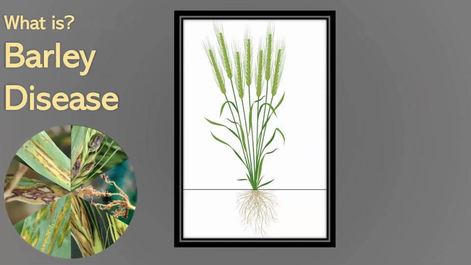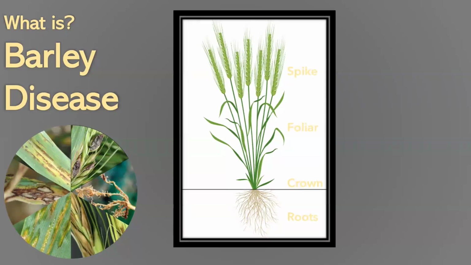Now, when we think about barley disease, just to break it down, the easiest way is to think of it by timing, from planting to harvest, so by stage and by region of the plant itself. Starting at the roots and the crown, moving up into the foliar region where the leaves and the stems are, and then up into the spike region.